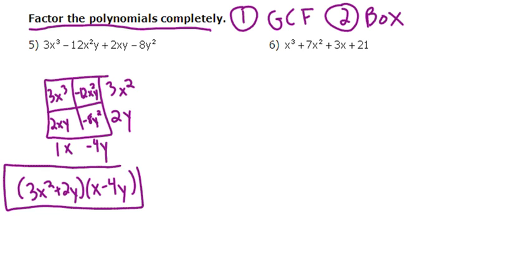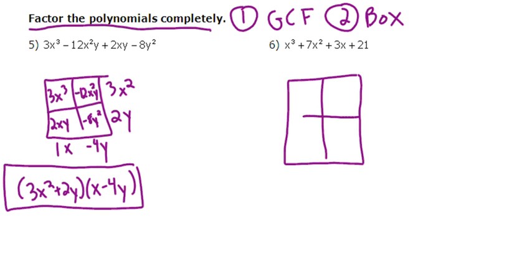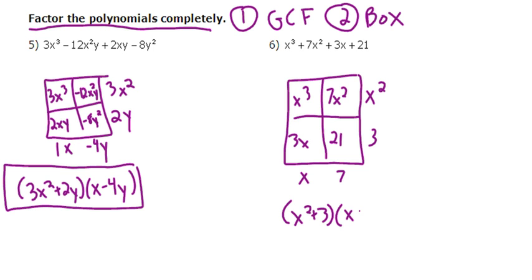So I factored. So 6, there's no greatest common factor besides 1, so I don't have to do the first step. I'm ready for the box because there's 4 terms. X cubed, 7x squared, 3x, and 21. Horizontally, I can take out an x squared and a 3. Vertically, an x and a 7. So I have x squared plus 3, x plus 7.